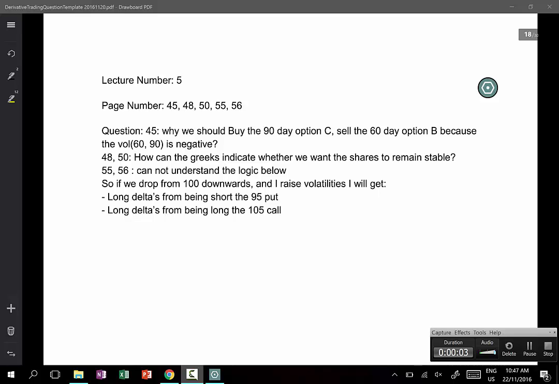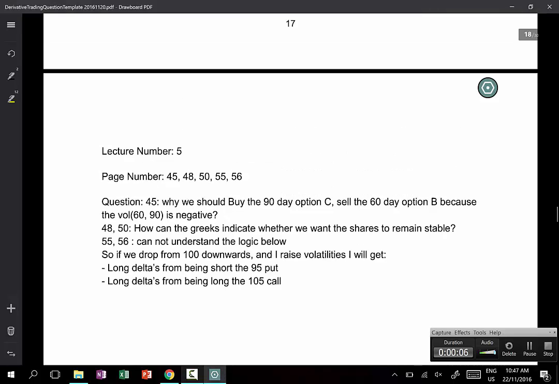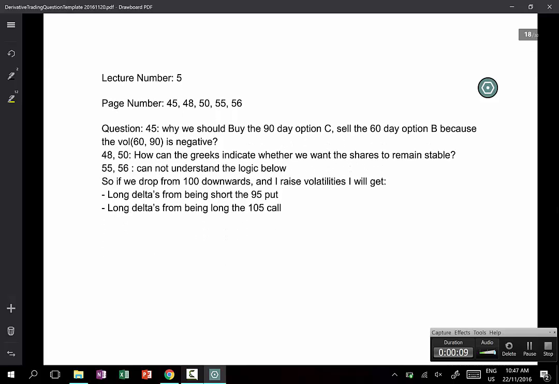Okay, let's take a look at some of the questions on page 18. Now, some pretty good questions being raised here again. So this is concerning lecture number 5, pages from 45 to 56. And so for page 45, the question is why we should buy the 90-day option C and sell the 60-day option B because the vol is negative. Okay, let's go over there and have a look.